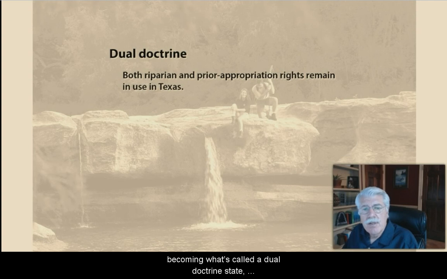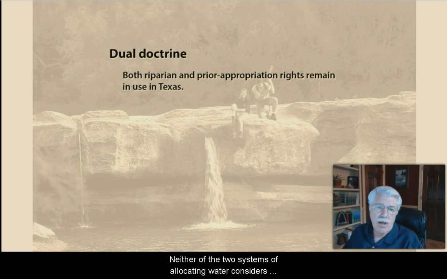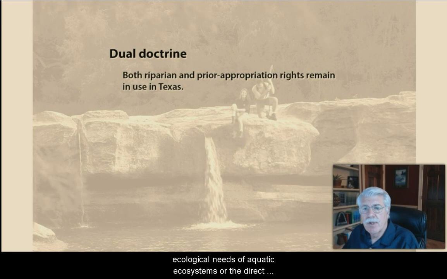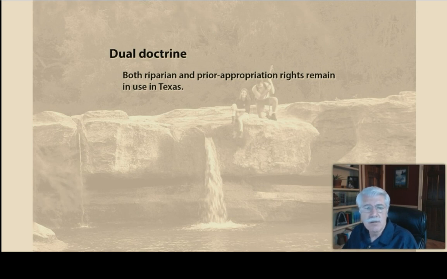Over time, these systems were merged, with Texas becoming what's called a Dual Doctrine state. This recognizes both riparian and prior appropriation rights. Neither of the two systems of allocating water considers ecological needs of aquatic ecosystems or the direct connections between groundwater and surface water. Today, Texas courts divide water into unrelated legal classes with differing rules governing who can own and use water in the different classes.